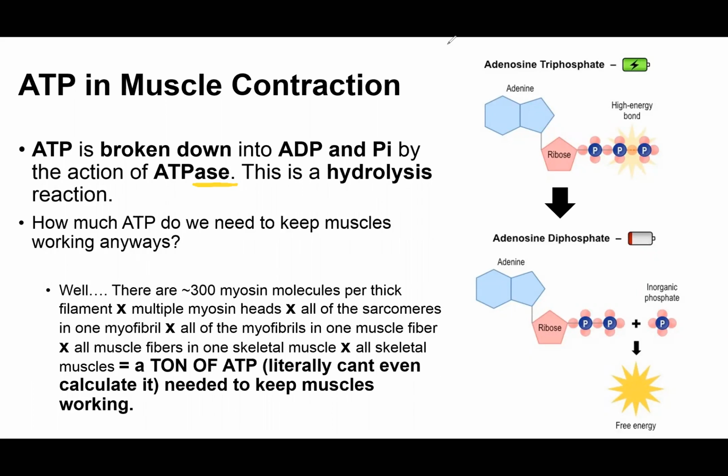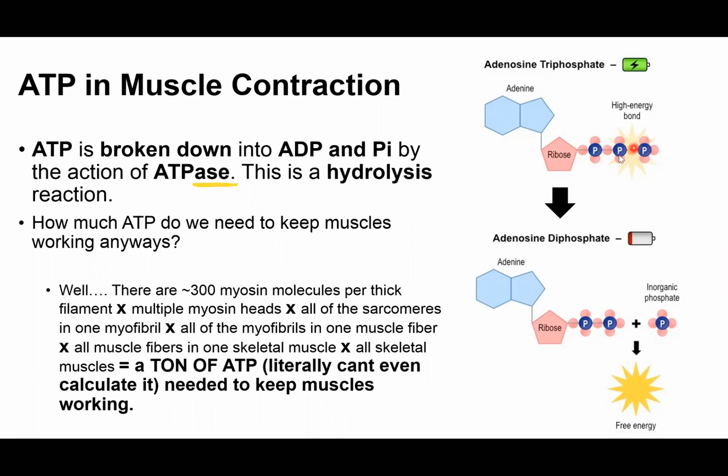So ATPase is going to break ATP into ADP and inorganic phosphate. So we have ATP up here. ATP stands for adenosine triphosphate. So here's adenosine, the adenine plus the ribose makes adenosine. The triphosphate means there are 3 phosphate groups.